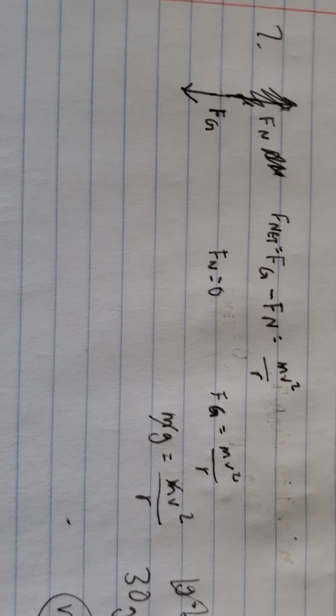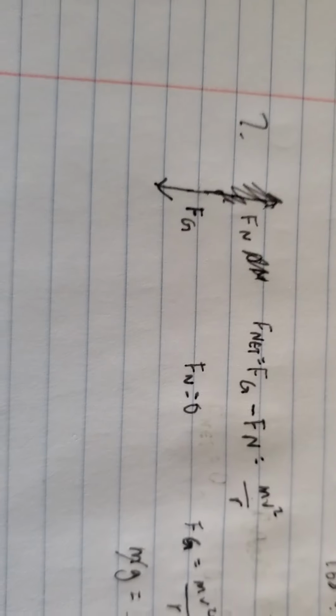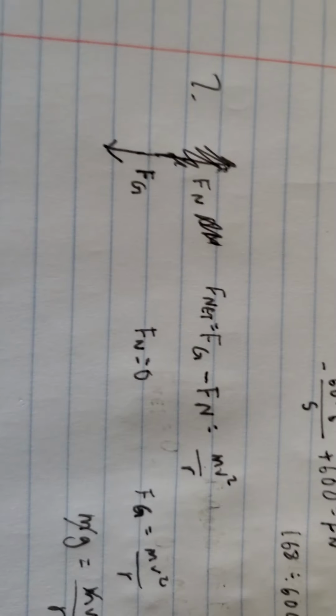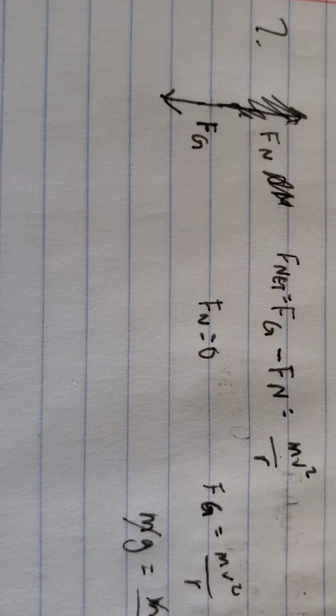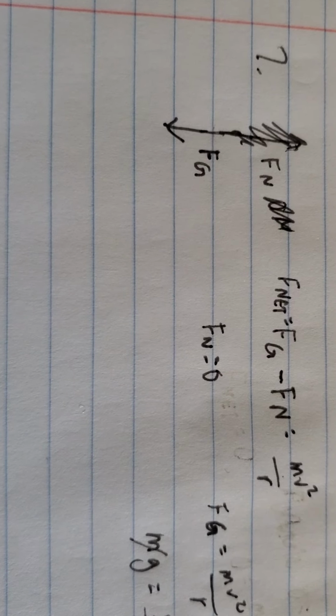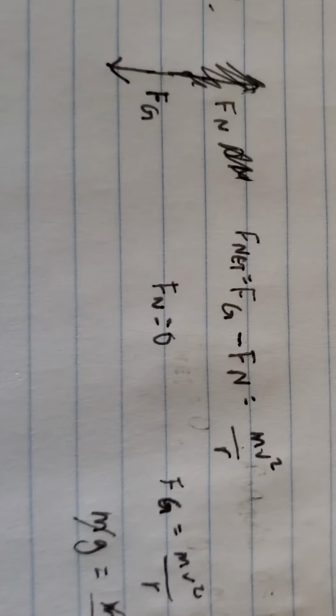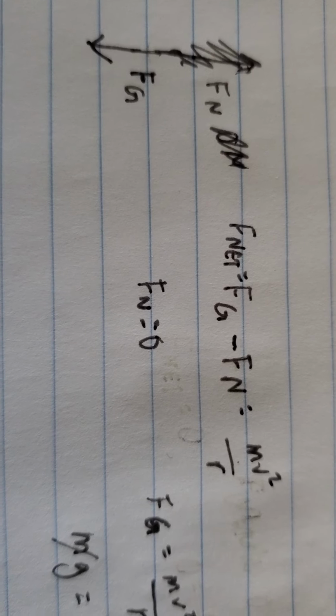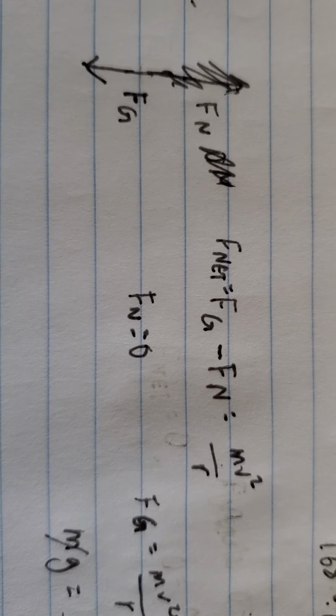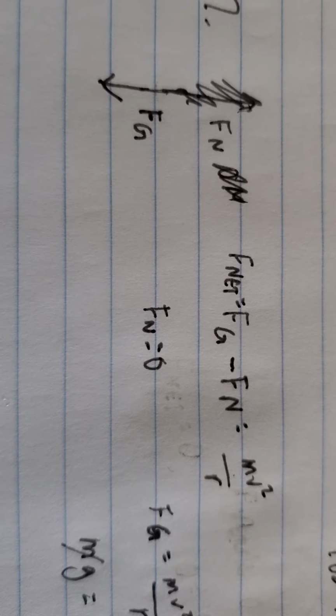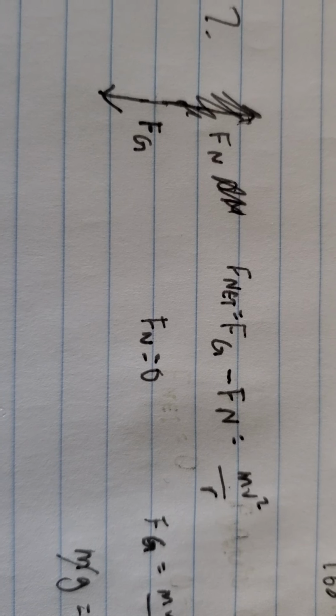So we can start off by drawing our free body diagram. And since the car is at the top of the hill, we know force of gravity has to point downwards and normal force has to point upwards. And then using our equation, we know that the centripetal force has to point to the middle of the circle.